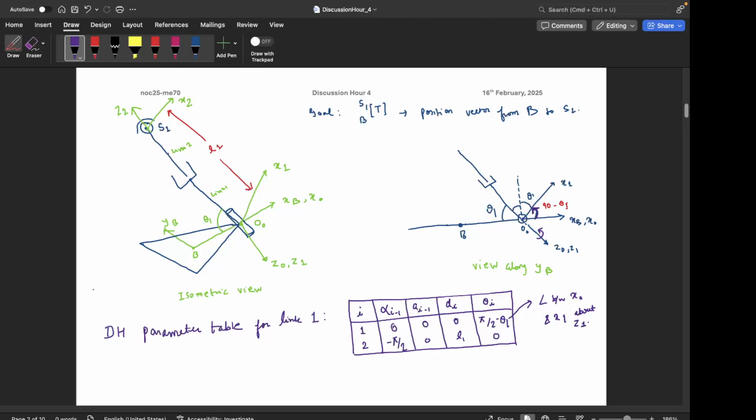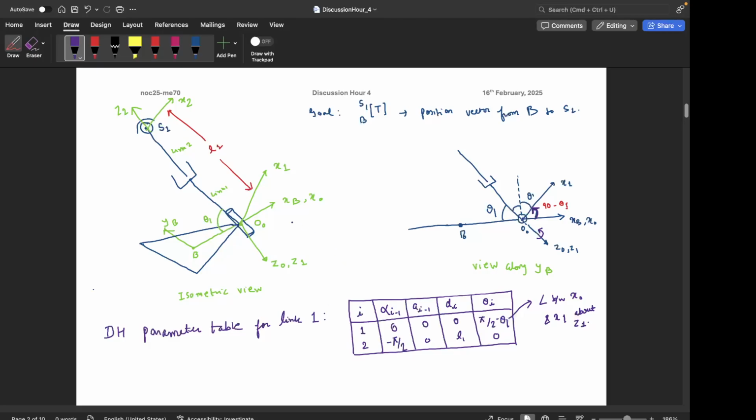Angle between z1 and z2, and how do we rotate in order to get from z1 to z2, right? So if you see, this is z1, this is z2, and I have to rotate about x1 in order to get from z1 to z2. And since x1 is in this direction, you have to rotate about the opposite of this direction, right? By pi by 2 in order to get from z1 to z2, right?